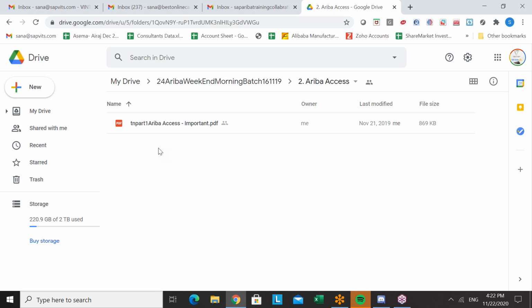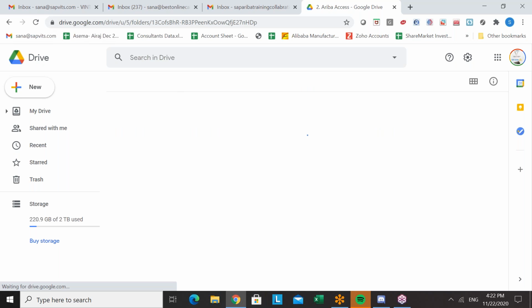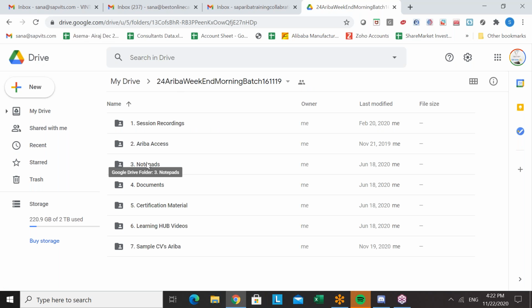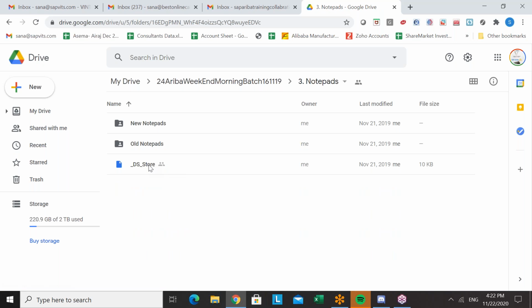Exactly, it's very important. Okay, so Sana, can you go back to the main folder, please? Yeah, so third is basically the notepad. Now this notepad, just like in today's session, guys, I have basically opened up a notepad and I've written the different things. So to make it easier for all of you guys to remember the things. Why? Because standard material of SAP are, you know, crap.